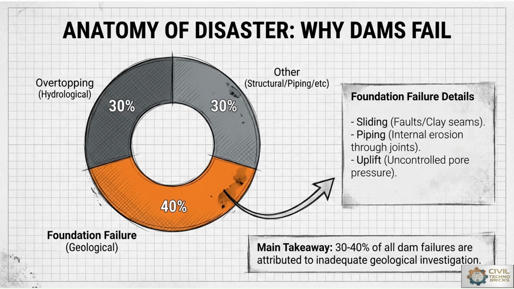So 30% is due to hydrological overtopping, 30% due to structural impact and piping impact, and 40% due to geological foundation failure. The main takeaway is that 30 to 40% of all dam failures are attributed to inadequate geological investigations, just like the availability of tectonic plates, hard rock, stability, everything. Foundation failures are sliding, piping, and uplift. Sliding is due to faults or clay seams. Piping is due to internal erosion through joints, and uplift is due to uncontrolled pore pressure.